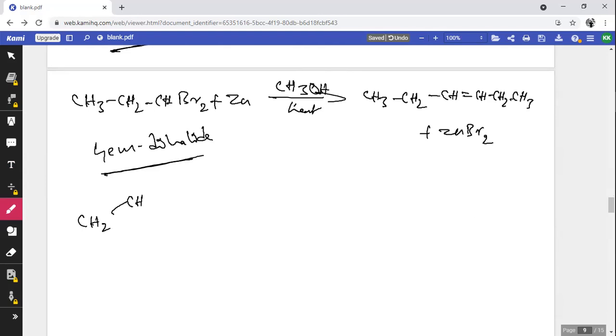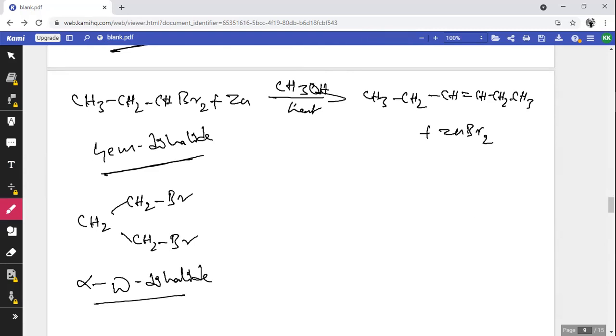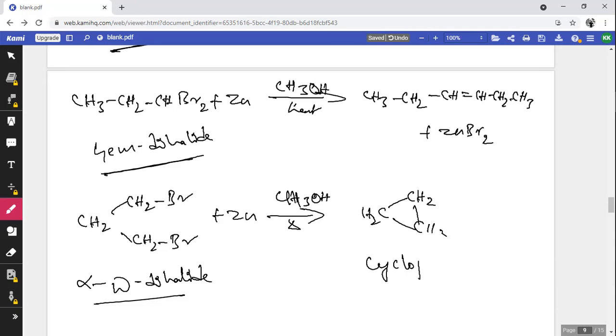And if you consider CH2Br CH2 CH2Br, that is alpha gamma dihalide, which is the third type, on treating with zinc in presence of methanol on heating, it is going to form CH2 single bond CH2 single bond CH2, which is cyclopropane, with the liberation of ZnBr2.